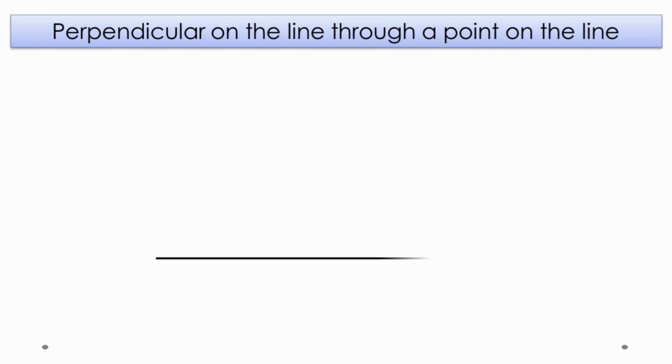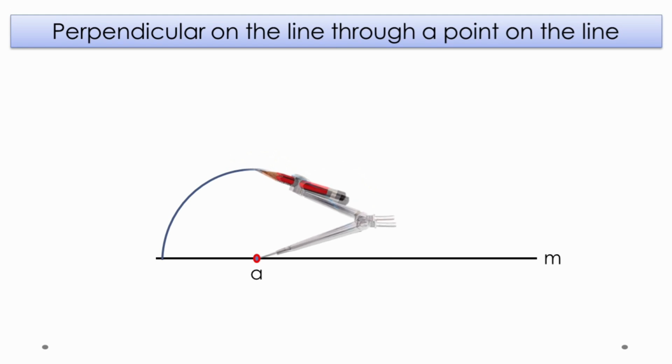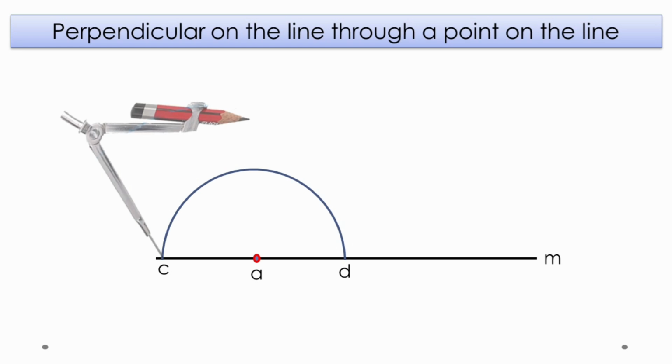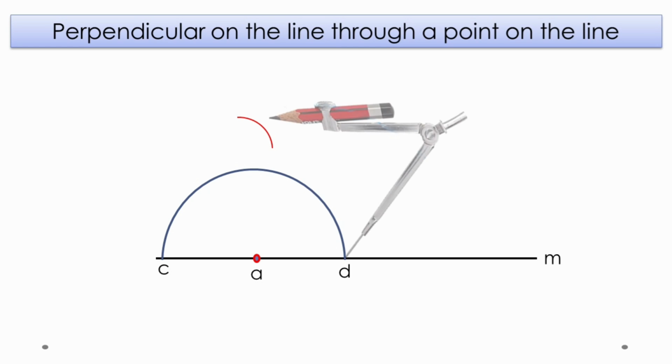Draw a long line M. Mark a point A on it. With point A as center and any radius, draw an arc to cut line M at 2 points C and D. Now, with the radius greater than CA and C as center, draw an arc above the first arc. With the same radius and D as center this time, draw another arc above the first arc. Mark the points of intersection of these two arcs as E.